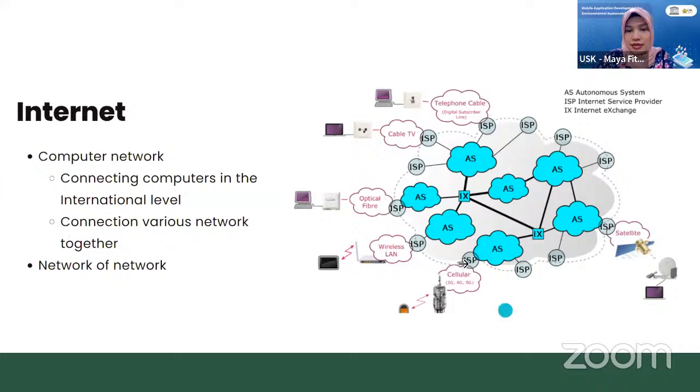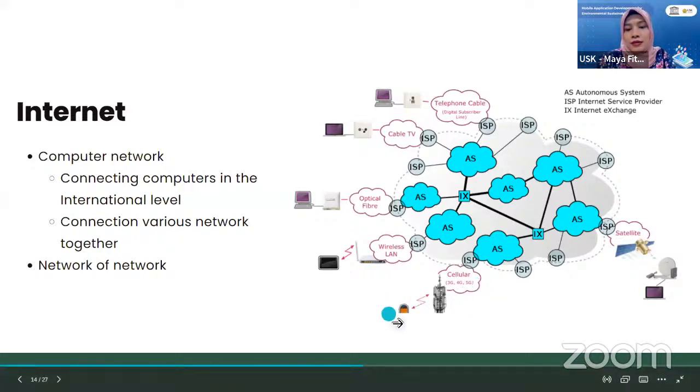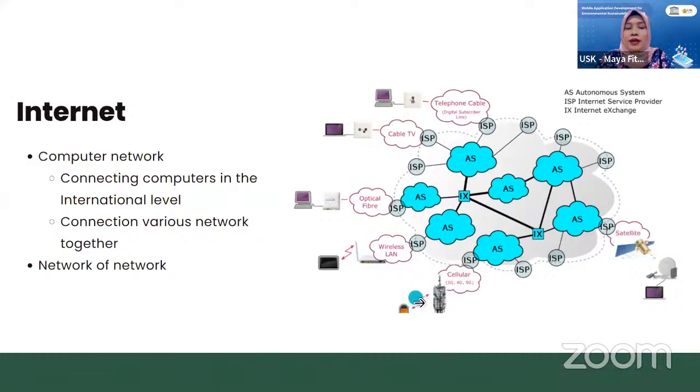If you look at this figure, there is a mobile phone connected to the 3G or 4G provider, and this network is connected to another network, for example a wireless LAN, and this wireless LAN is connected to a tablet or your laptop. So that's the idea of the internet.